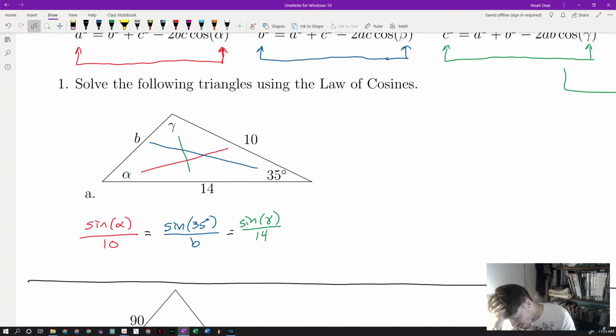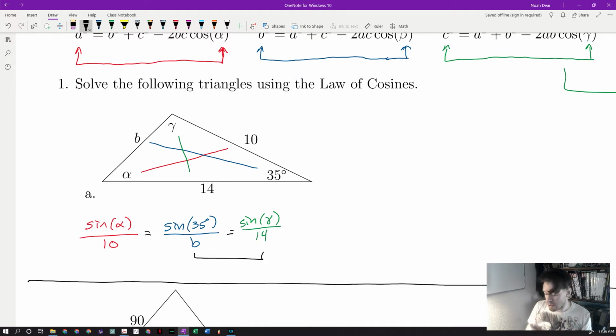So let's take a look at if we try and solve any of these equations. If I match the first two, sine of alpha over 10 equals sine of 35 degrees over b, we see that there's two variables, the alpha and the beta. So if I tried to isolate either, it would still have the other variable on the other side, so I couldn't get a specific value. So that's not going to be helpful for us in solving this out directly.